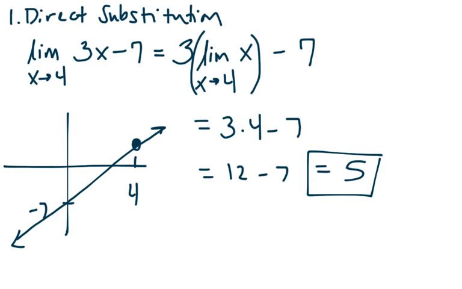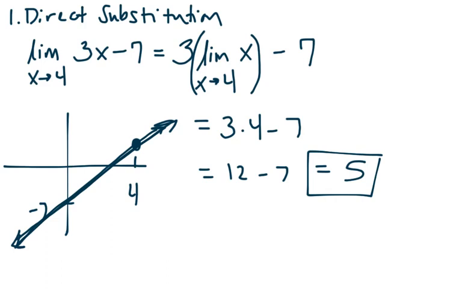Okay, there's no breaks in the line here. It's just a straightforward function. So we can either say the limit as x approaches 4 is 5, or the function value at 4 is 5 in this scenario. Okay, so that's direct substitution. It doesn't always work out this nicely though.